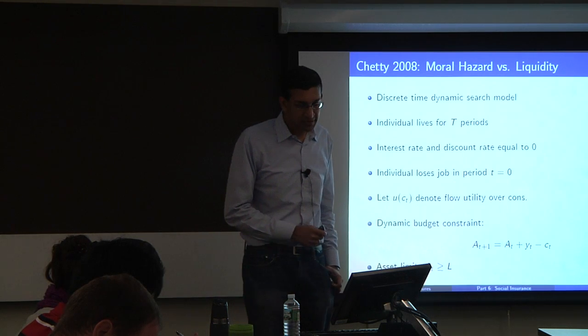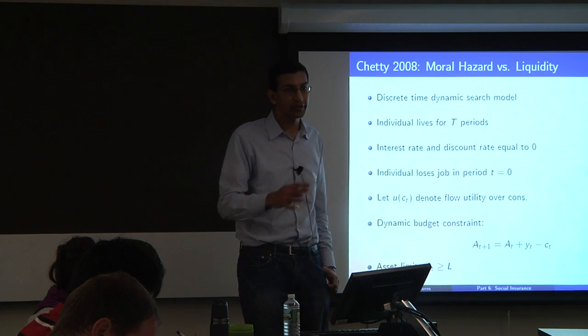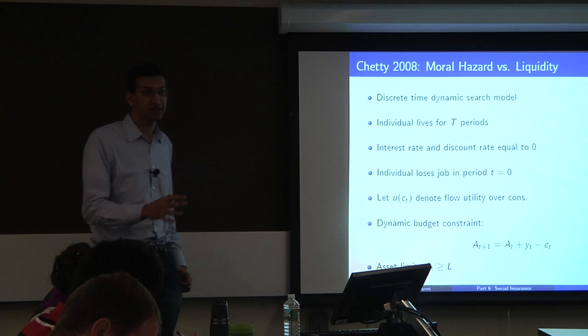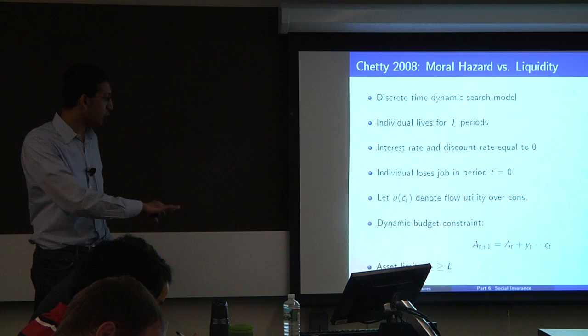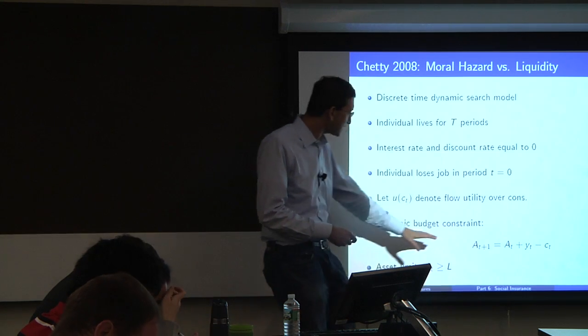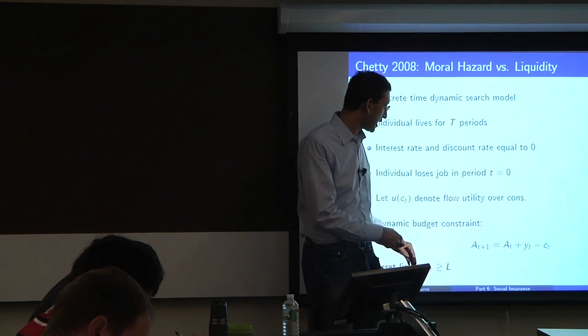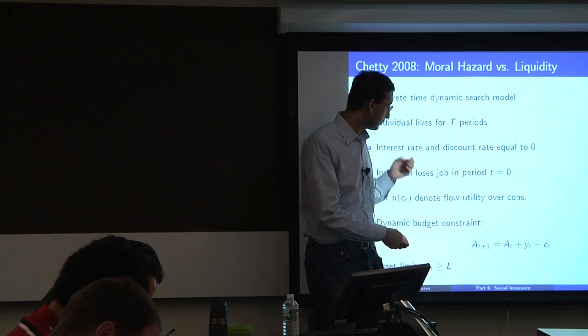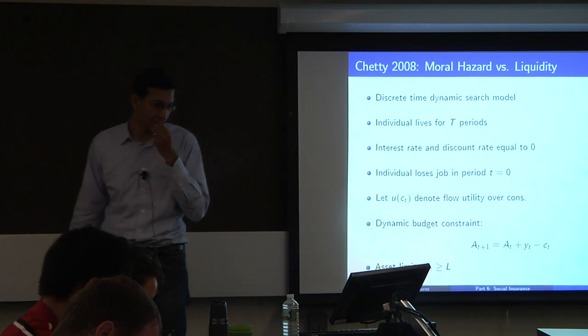So we let u(c_t) denote flow utility over consumption in period t. And then the way to think about budget constraints in these dynamic models, I think the easiest way to think about it is as a flow budget constraint. So your assets in period t+1 equal your assets in period t plus the amount that you save, which is your income minus your consumption, right?